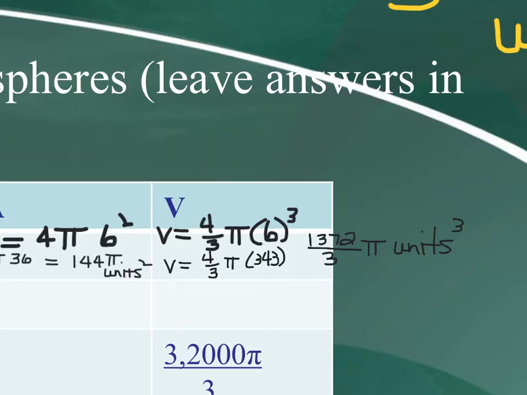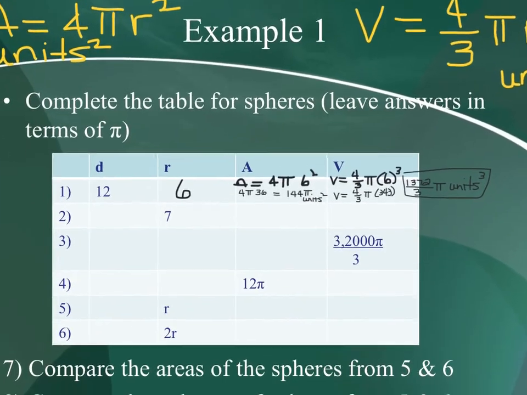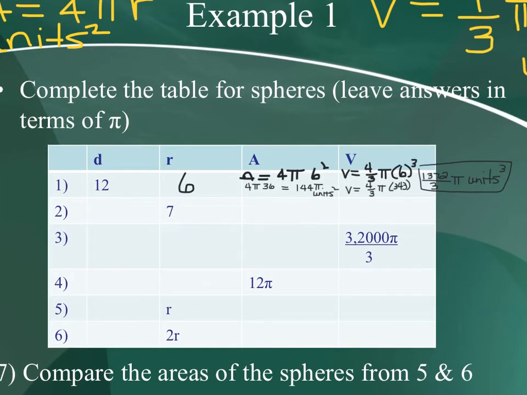So if I do 1 plus 3 plus 7 plus 2, I get 13, and 13 can't be divided by 3, so I know it's simplified. Does that make sense? So that would be your final answer for this box. That would be the volume. All right, I want you guys to try to fill in the second row. See what you can do, and then we're going to check our answers.